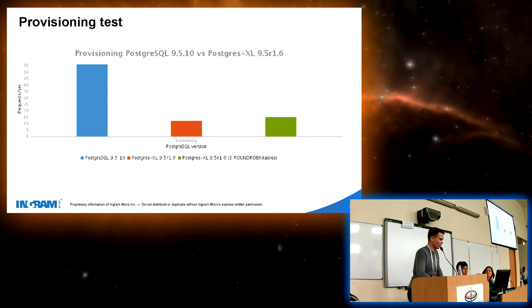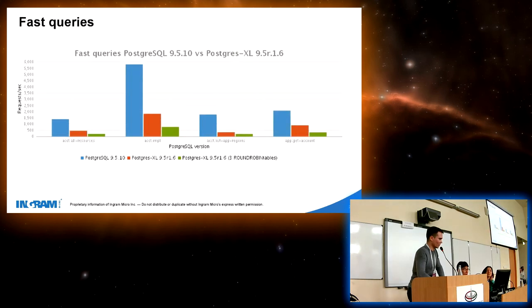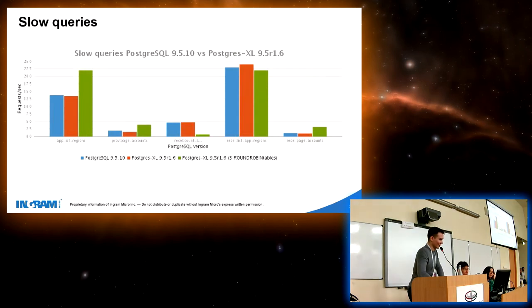So provisioning and rapid queries are winning when we operate with PostgreSQL 9.5. But the situation with slow queries is actually the same for PostgreSQL and PostgreSQL.